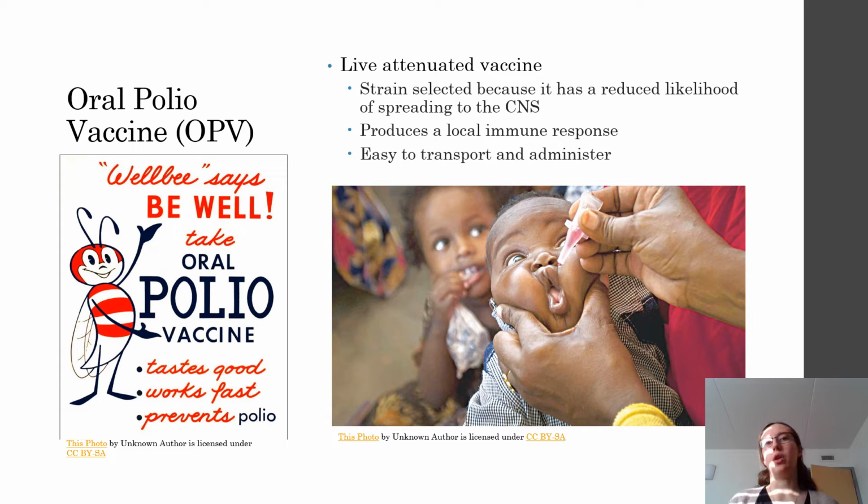It produces a local immune response of IgA antibodies in the intestines and gut. It is easy to transport and administer, so it is often used in areas where they are not as developed, since they can send in aid workers to administer these vaccines, and they don't necessarily need trained healthcare professionals.